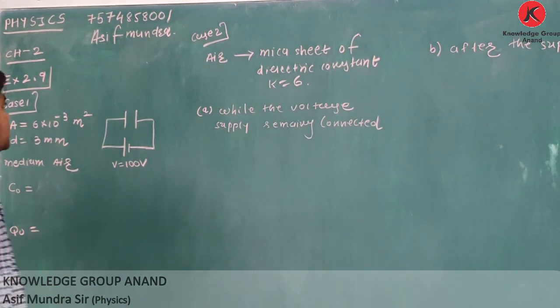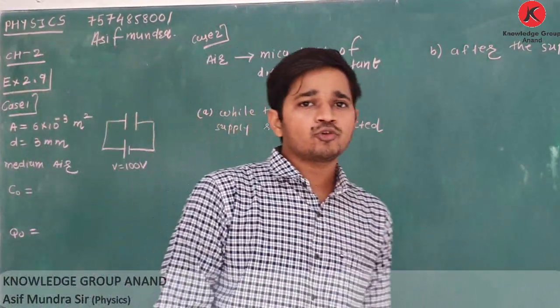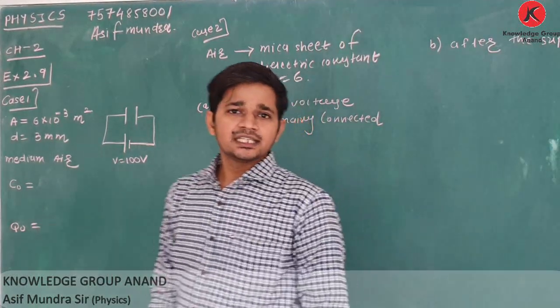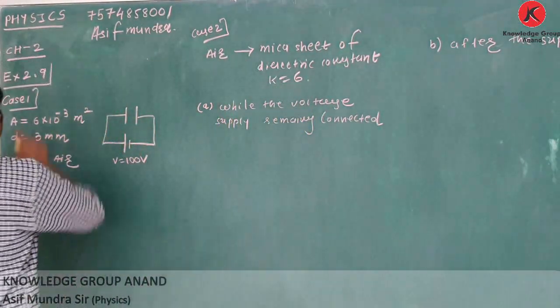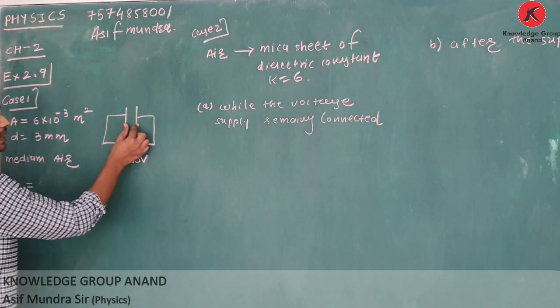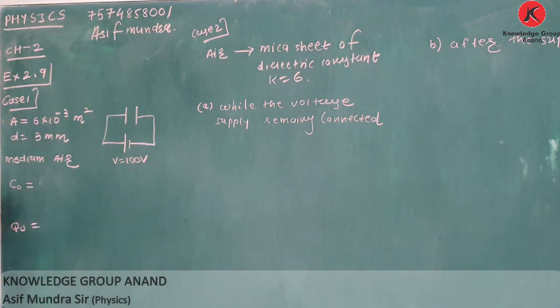Okay, students, almost all theory is over. Now, remaining questions from exercise. See, exercise 2.9. What is the first case? You are given a parallel plate capacitor having air as medium, having cross-sectional area A, 6 into 10 raised to minus 3 meter square, separated by distance 3 millimeter, charge 200 volt.